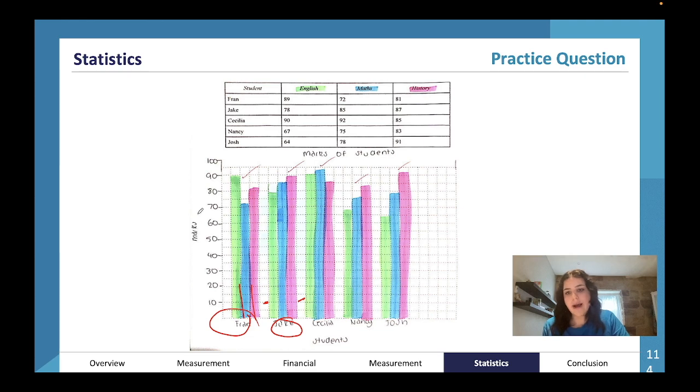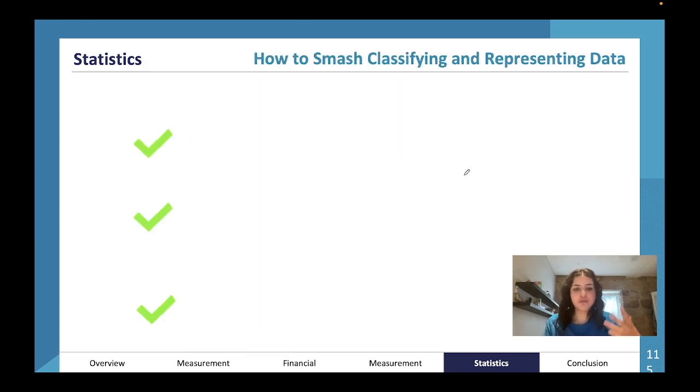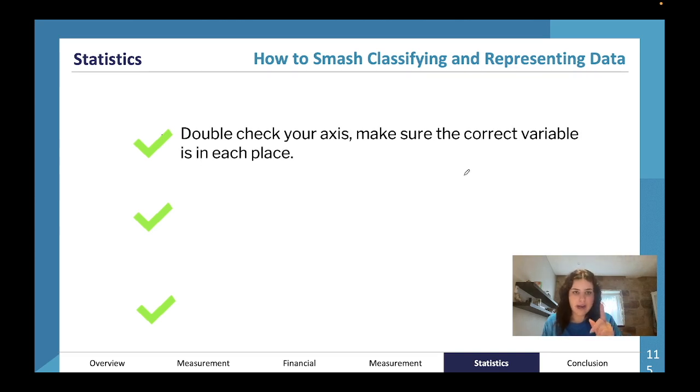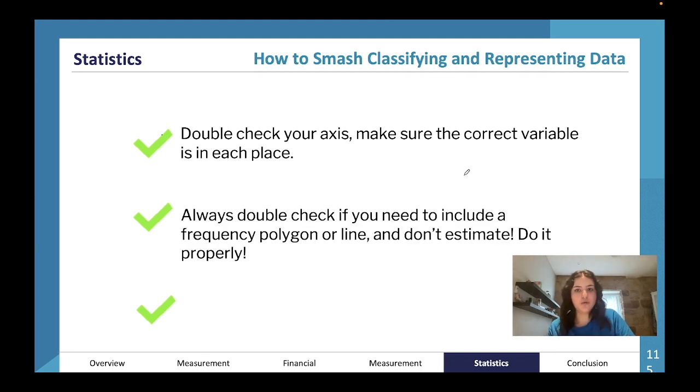So we've drawn out our marks, which go up by 10, 20, 30, 40, 50. We've spaced out our students, and we've included a key. So English, maths, and history, and these are their 3 marks. All right, how do we do really well in classifying and representing data? Number 1, double check your axis. Make sure that the correct variable is in each place and you're not using the independent variable on the wrong axis, or you're using the class on the horizontal if it's meant to be on the vertical.